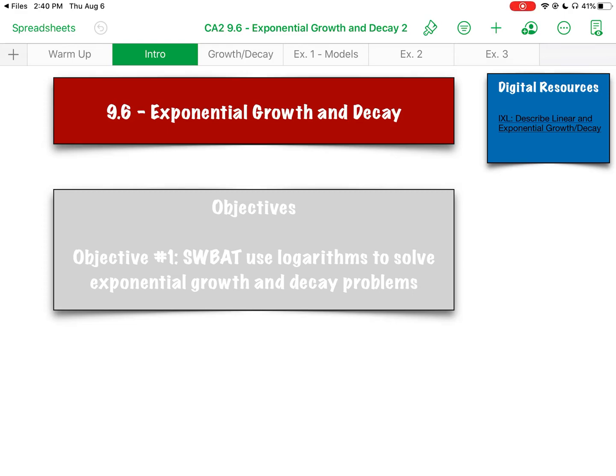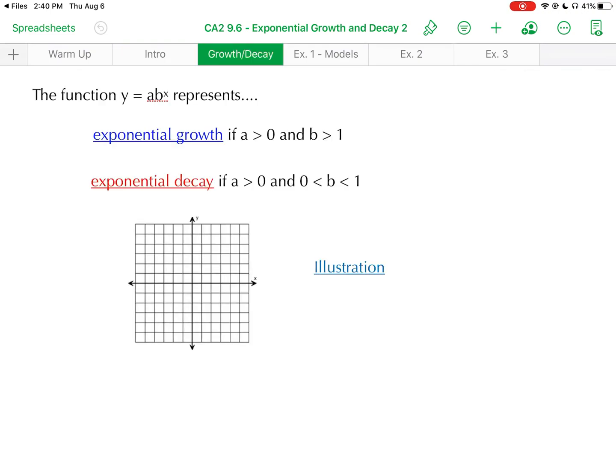What's up, everyone? We're here in 9.6, and now we're going to look at a very special application to our exponential and logarithmic functions, and this would be exponential growth and decay. All right. So let's say we're working with an exponential function, y equals a times b to the power of x. Now this equation is going to represent the situation of exponential growth as long as a is greater than 1 and b is greater than 1, okay?